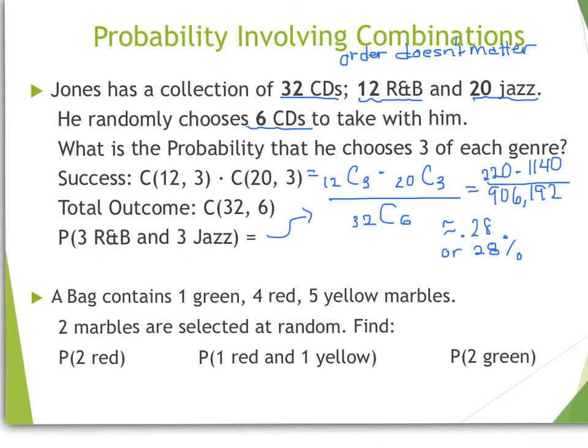So he has a 28% probability of choosing 3 R&B and 3 jazz from those 32 CDs. It's pretty low, which actually kind of makes sense.